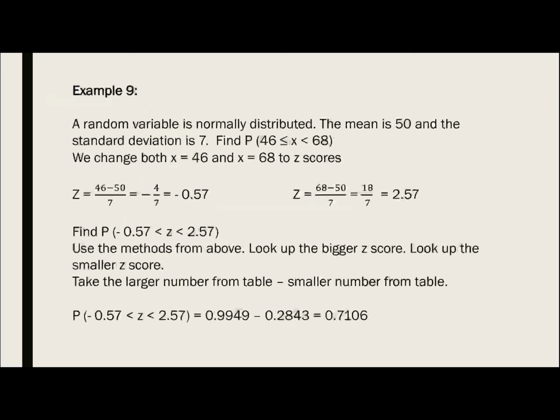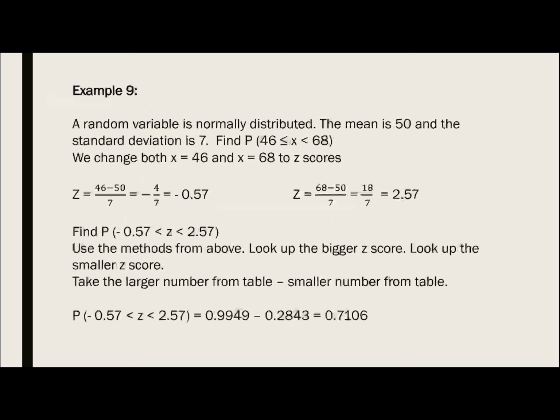Example 9. A random variable is normally distributed. The mean is 50. The standard deviation is 7. Find the probability x is between 46 and 68. So we have to change both of those to z-scores. So take 46, subtract the mean of 50, divide by 7. Also take 68, subtract the mean of 50, divide by 7. So now we're finding the probability z is between those two z-scores, negative 0.57 and 2.57.